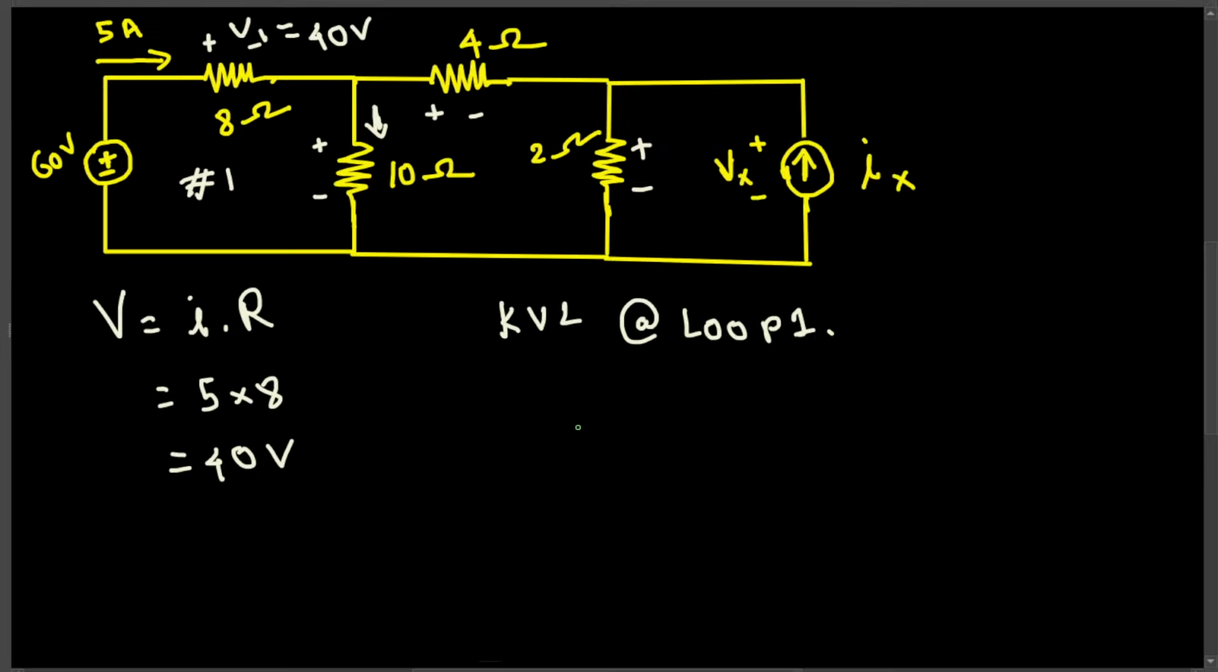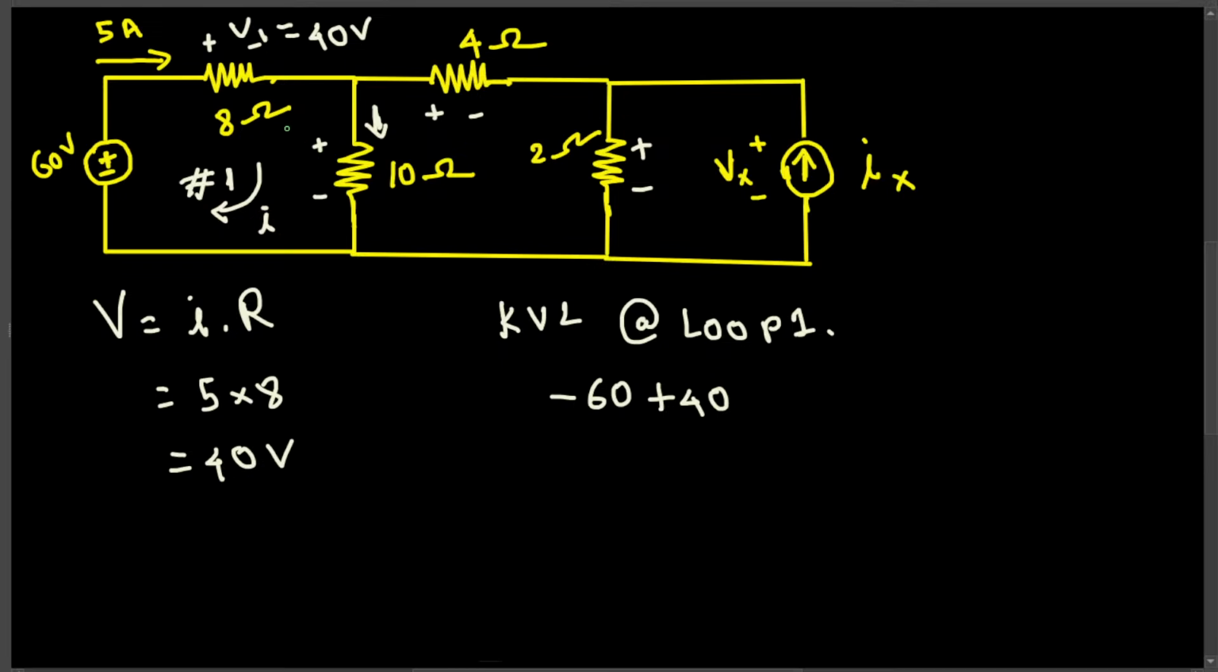KVL says that the addition of all the voltages is equal to 0. So let's assume the current is flowing in this direction. Let's call this one I1 or I. Okay, I current flows in this direction. So first you can see this current is going from negative to positive, so we can say minus 60. And here the current is going from positive to negative, so that is plus 40.